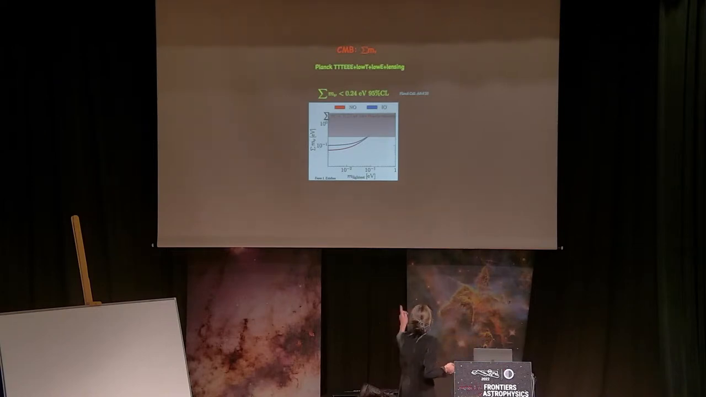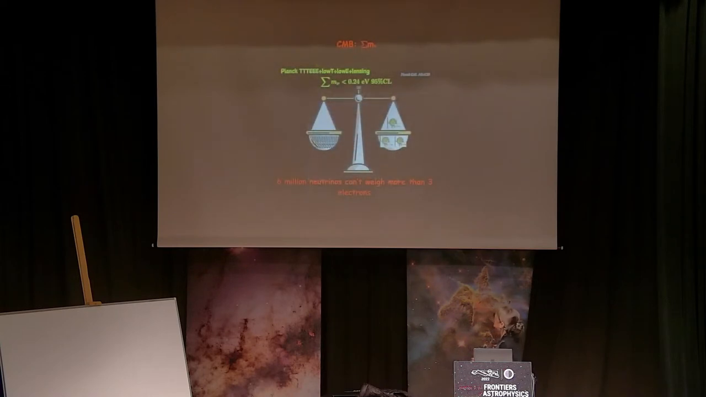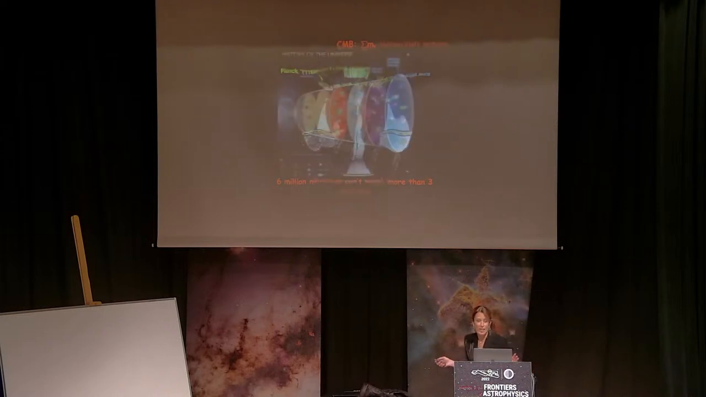So from Planck temperature, polarization, and lensing measurements, we know today that the sum of the masses of the three neutrinos should be smaller than 0.24 eV at 95% confidence level. To give you an idea of what that means, it means that 6 million neutrinos can weigh more than 3 electrons. So imagine how light they are.